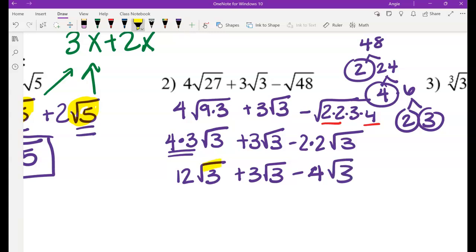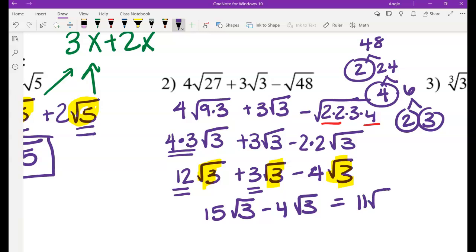Since this is all square root and they all have a radicand of 3, we can definitely combine like terms. So 12 and 3, that's going to be 15 rad 3, minus 4 rad 3. That will allow us to write 11 rad 3, and box that up.